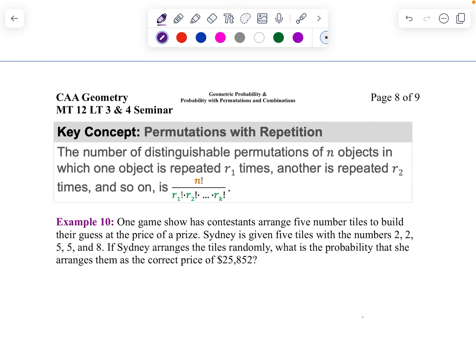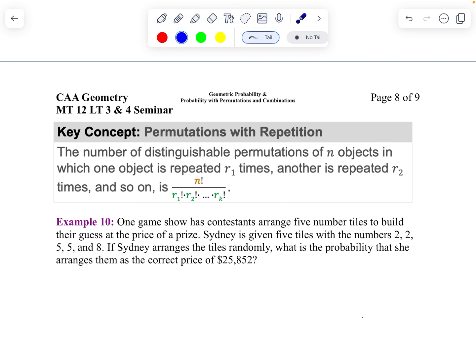What happens if you have a permutation but things repeat? Well, if that's the case, we have a slightly different formula. We still do our same part. That is, I'm going to take n factorial, but then I'm going to divide it by the things that repeat. So if I have something that repeats r1 times and another thing repeats r2 times, I just take r1 factorial times r2 factorial and so on if they repeat a bunch of times.